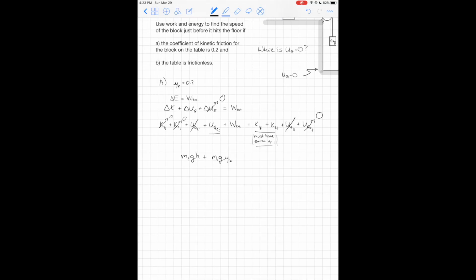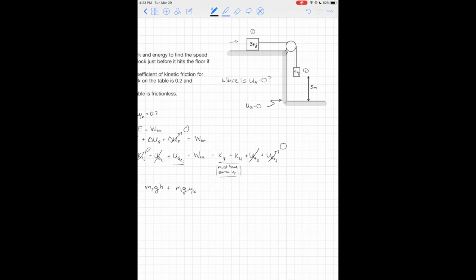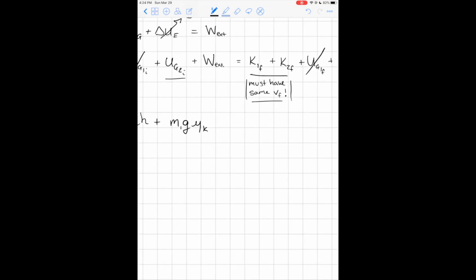Now, how far does it move during this system? Well, if we consider the rope being taut, block 2, the 4 kilogram block, moves down 5 meters. The only way for it to move down 5 meters is for block 1, the 3 kilogram block, to actually move to the right 5 meters and give 5 meters of rope. So I actually have the same displacement in both of these blocks. I have h in both scenarios.